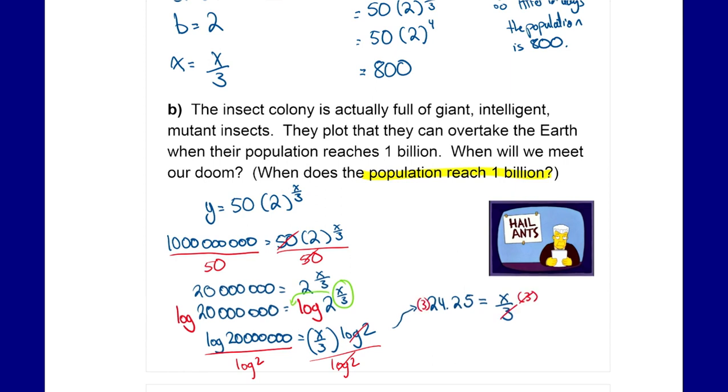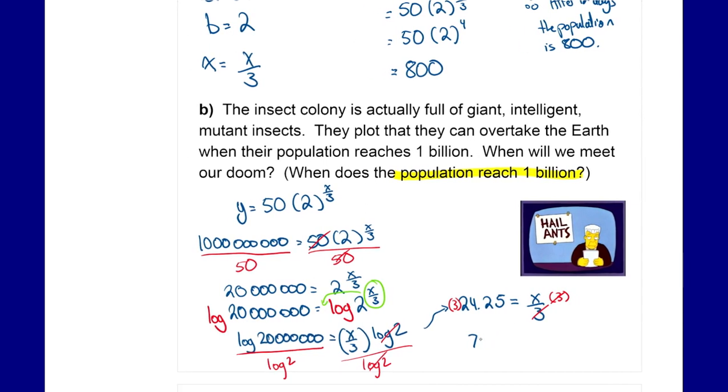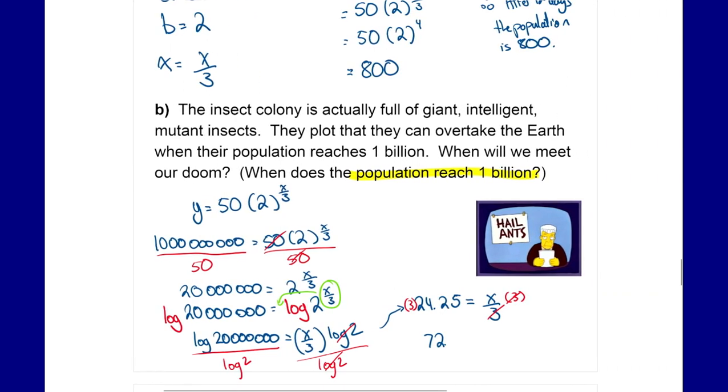One side cancels out, and we get 72.76 equals x. So that means that it's going to take 72.76 days before the population of mutant insects reaches 1 billion.